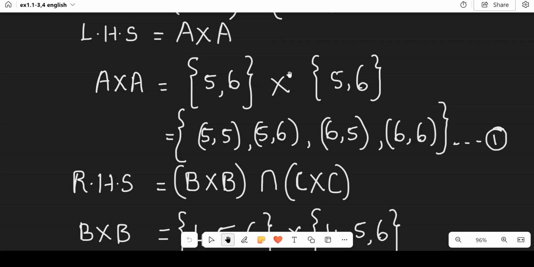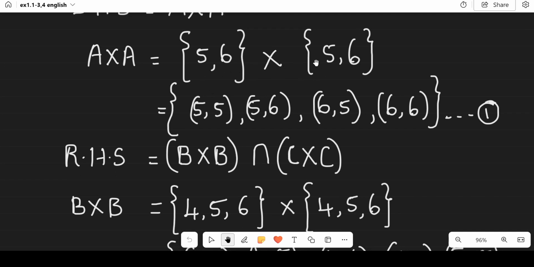So if you don't know what a Cartesian product is, just check out the description box. Link is there. Just check it out so that you can understand the concept easily.